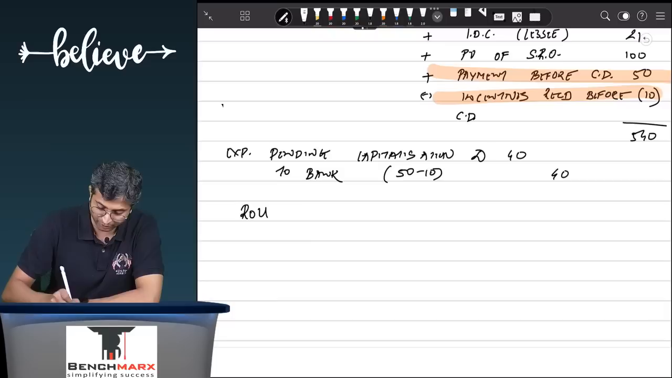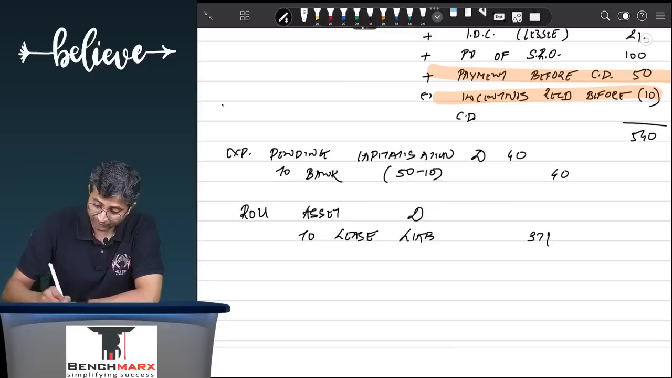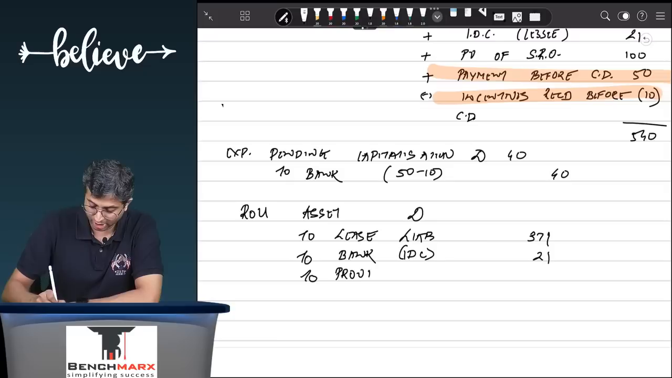Then you will recognize the right of use asset. So ROU asset account debit to lease liability, which will be 379. To bank, this is for the initial direct cost that you will pay, let us say, to the broker or to the government as stamp duty. To provision for site restoration, for the amount that you are going to ultimately pay.